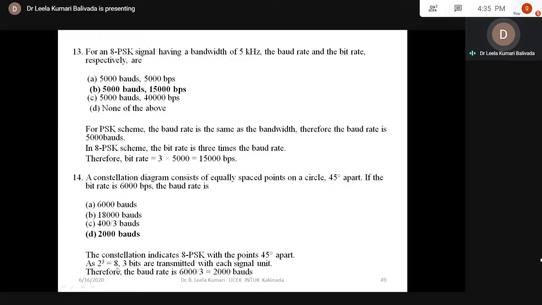As 2 to the power of 3 is equal to 8, 3 bits are transmitted with each signal unit. Therefore, the baud rate is equal to bit rate by the number of bits transmitted in each symbol. So the number of bits transmitted is 3. Therefore, the baud rate is 6000 by 3, which is equal to 2000 bauds. Therefore, option D is correct.